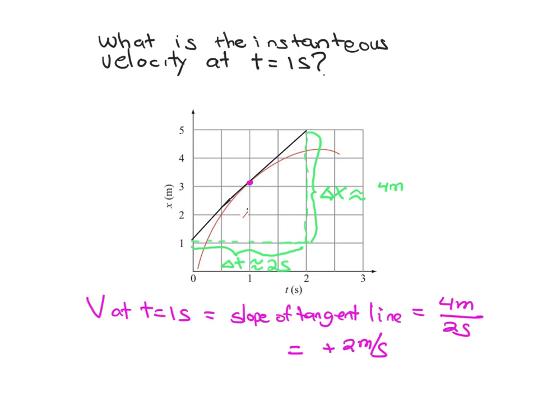So the instantaneous velocity at a time of 1 second is plus 2 meters per second, with the plus sign indicating that the object is moving in the positive x direction. Its value of x is increasing, and the tangent line has a positive slope. So that indicates that the instantaneous velocity is a positive number. And that's it for this worked example.